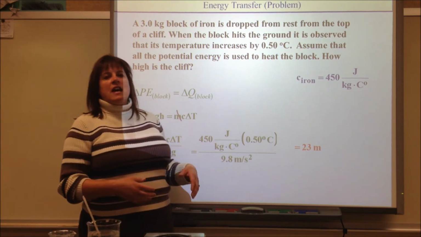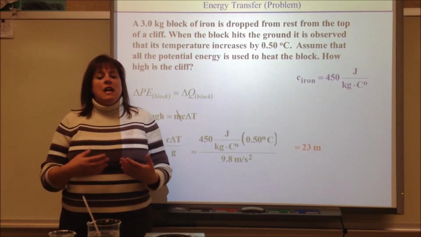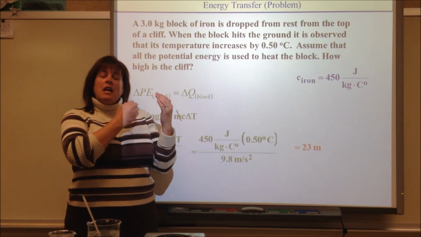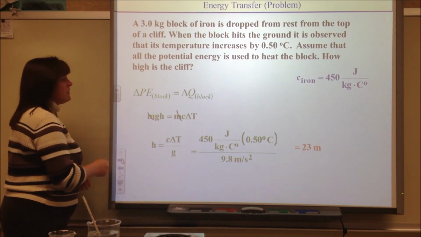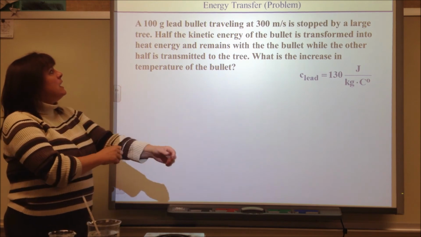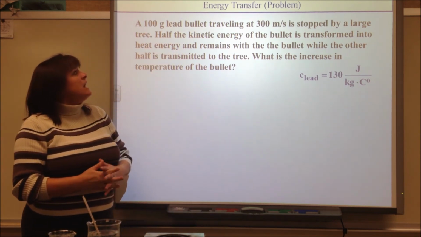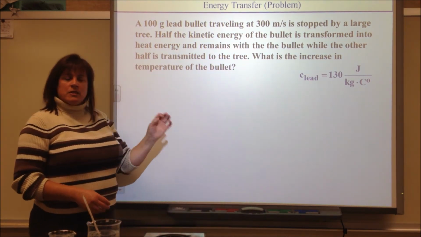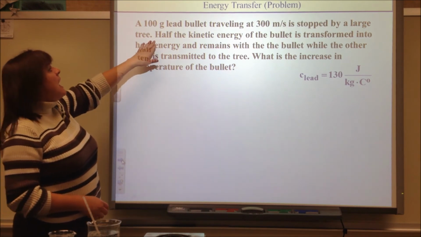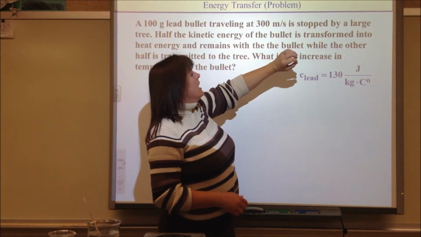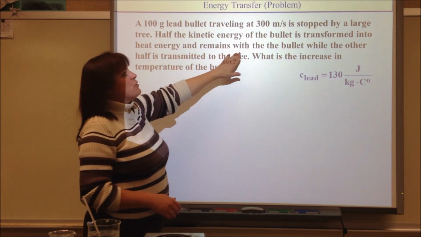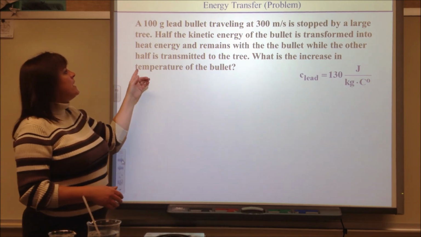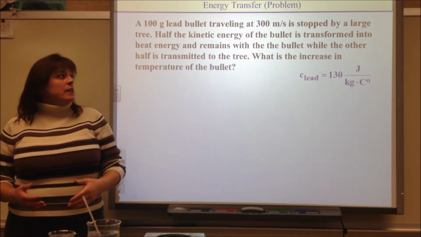Another example, we don't just have to lose potential energy, drop an object, and generate thermal energy. We could take kinetic energy of a substance and generate thermal energy. So, for example, a 100-gram lead bullet traveling at 300 meters per second, really quick, but bullets are tiny, is stopped by a large tree. Half of the kinetic energy of the bullet is transformed into heat energy and remains with the bullet, while the other half is transmitted into the tree. What is the increase in the temperature of the bullet?